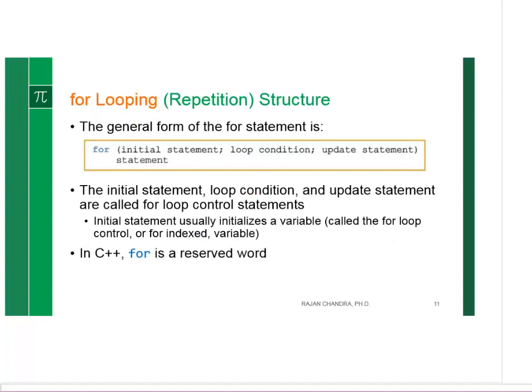And the next most important loop is a for loop. A for loop has three components. One, initial statement. Two, a loop condition. Three, a loop update. And the body of the loop may have one or two statements.